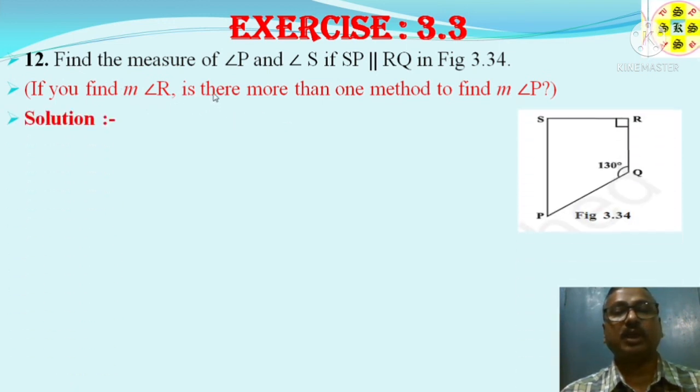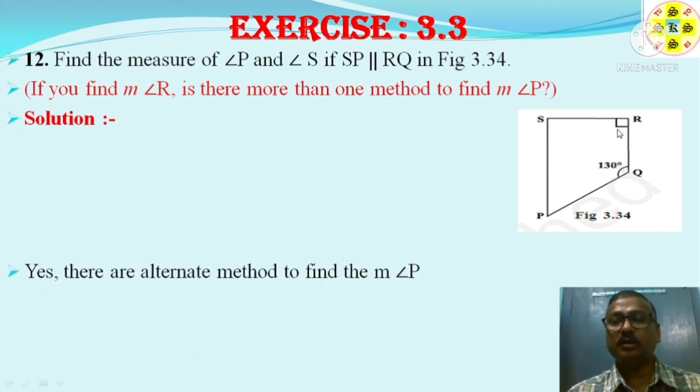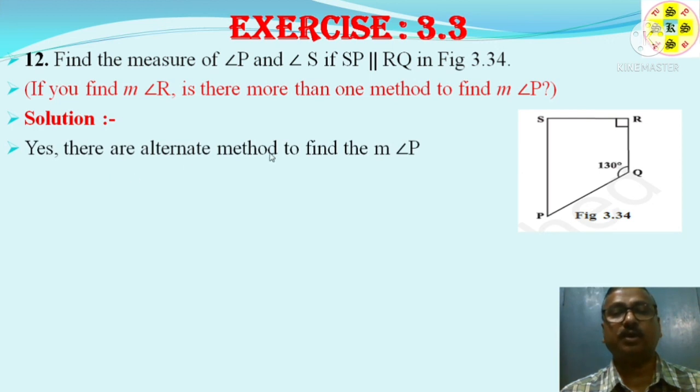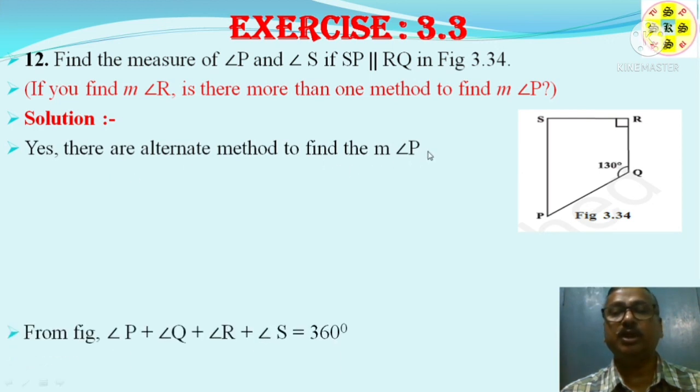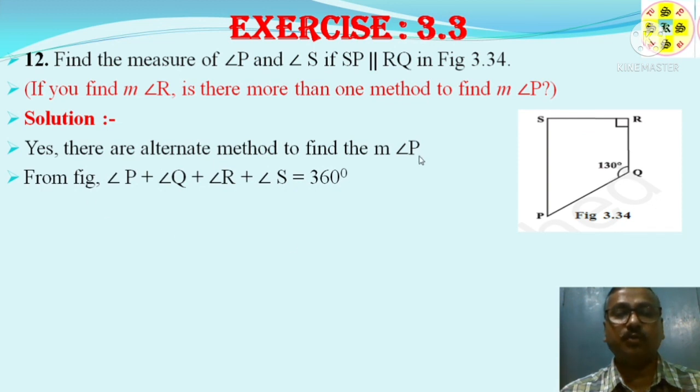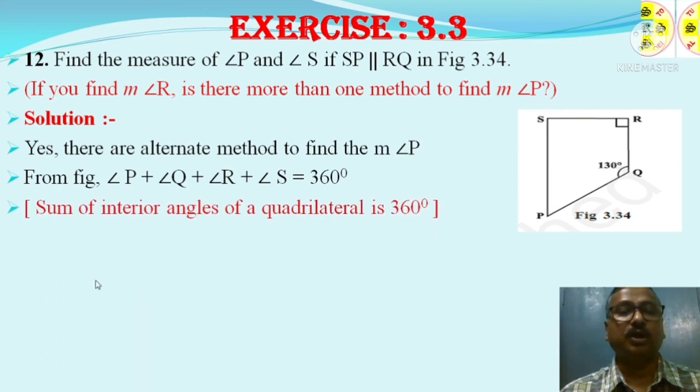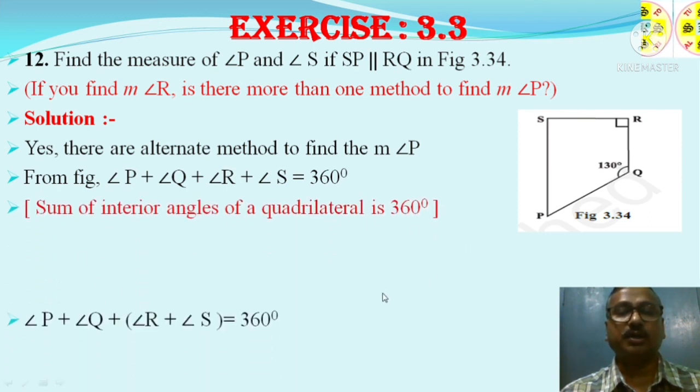Now the second part: if you find the measure of angle R, is there any more than one method to find P? Yes, there are alternate methods to find the measure of angle P. What is the method? In a quadrilateral, the sum of all the interior angles is 360 degrees. There are always four interior angles adding to 360 degrees. If R is known, S is also known, so using this property we can find angle P.